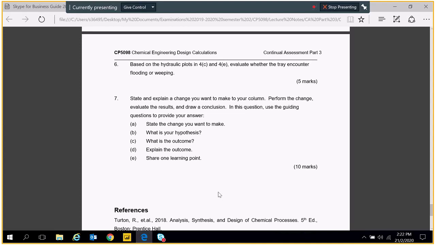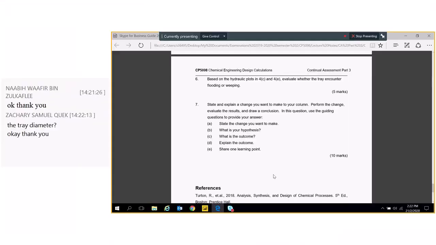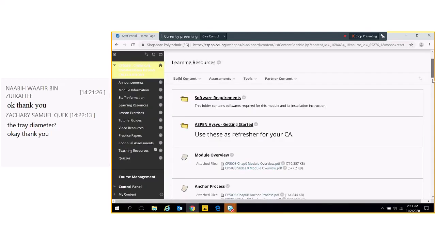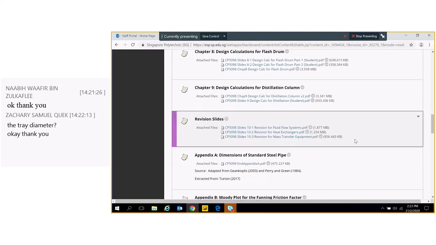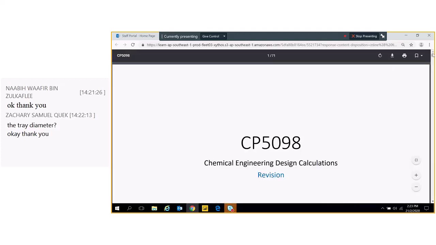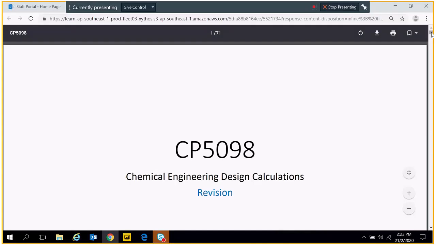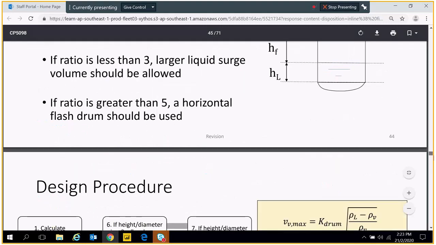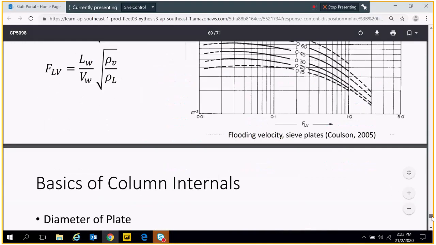Question 6. Section B. Now, based on the hydraulic plots in 4C and 4E, evaluate whether the tray encounters flooding or weeping. Now, this one I have to refer to the revision slide. The most important slide is the last slide. I mentioned there's a long question for distillation column. So the last slide is the most important one.